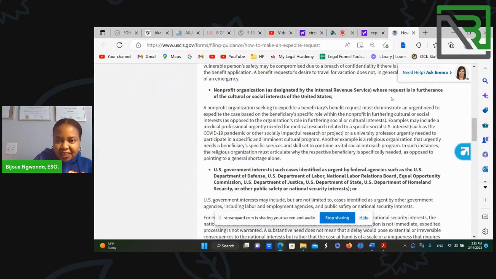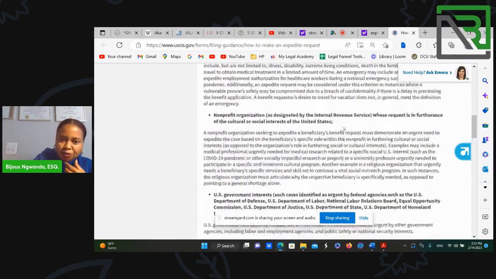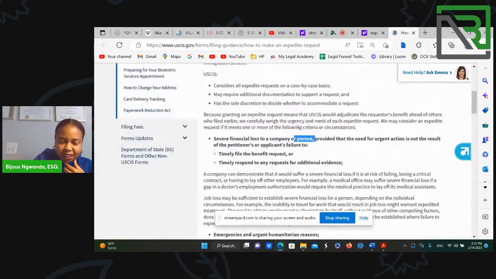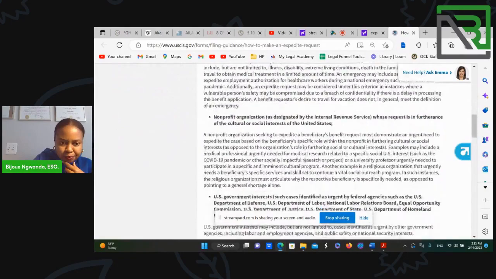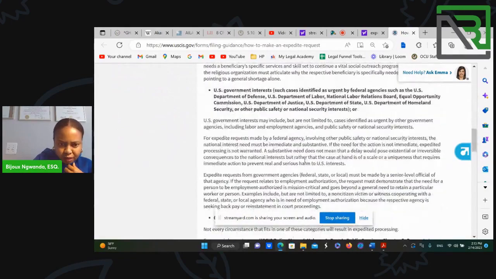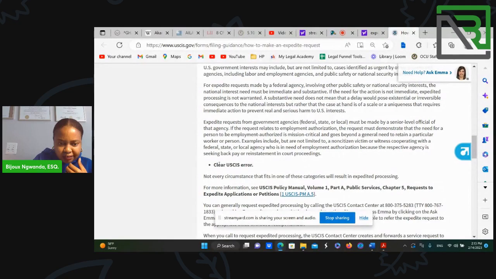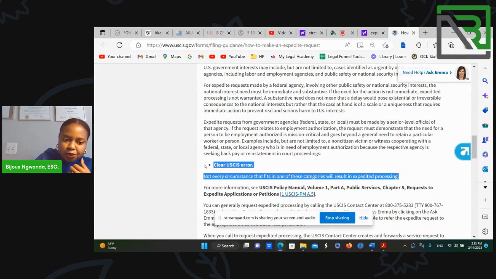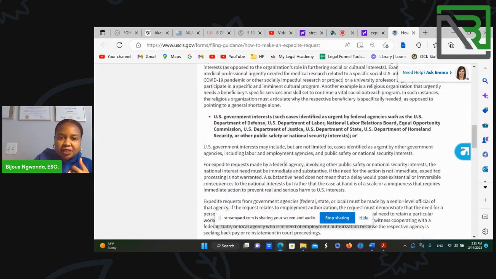Non-profit organizations, if you work for them, they can expedite requests. Also a request in the furtherance of a cultural or social interest of the United States. But most people fit into this first category and the second one. Okay? So if there is a clear USCIS error, not every circumstance that fits in one of those categories results in an expedited request, but it's one of the criteria as well.